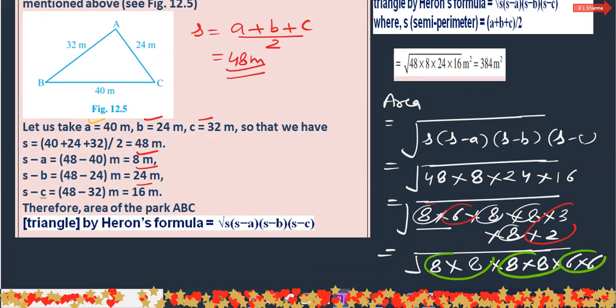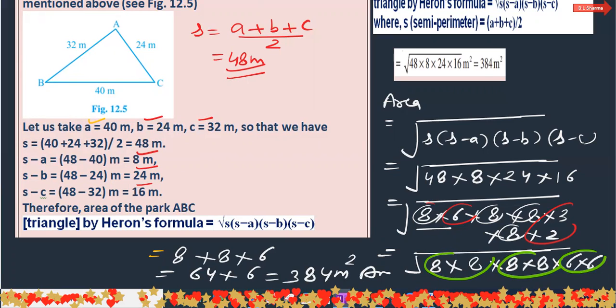So the final answer is given by 8 into 8 into 6. That is 64 into 6, that is 384 meter square. So the area of this triangle is 384 meter square. So that's all for this example.